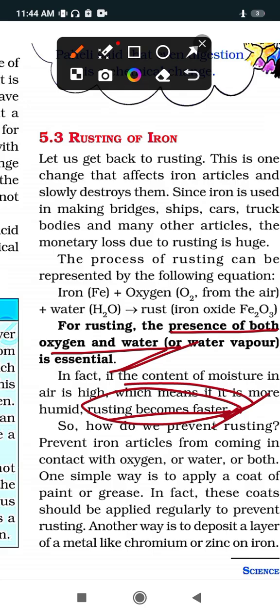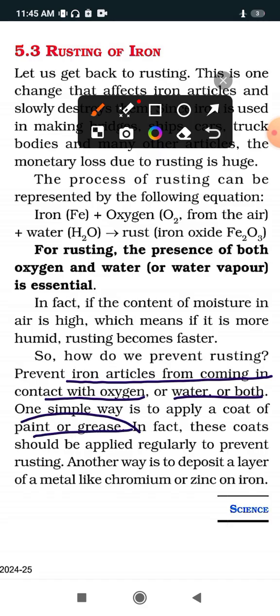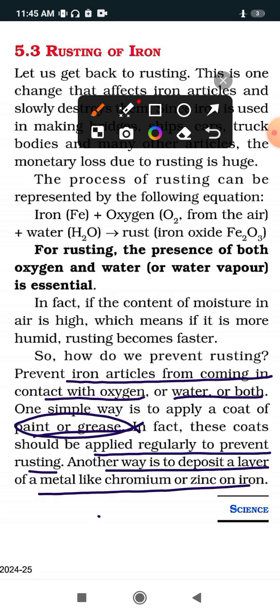So how will we prevent rusting? What is the process of preventing rusting? Prevent the iron article from coming in contact with air or water or both. A simple way is to coat it with paint or grease. If we coat with paint and grease, it will prevent rusting. The coat should be applied regularly to prevent rusting. Another way is to deposit a layer of metal like zinc and chromium on iron. It will also prevent rusting.